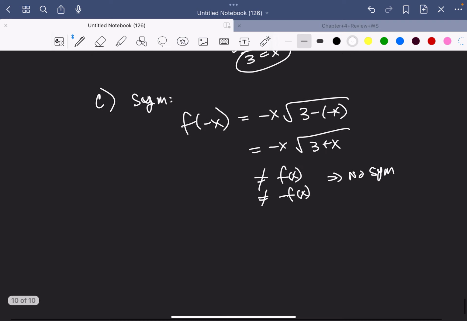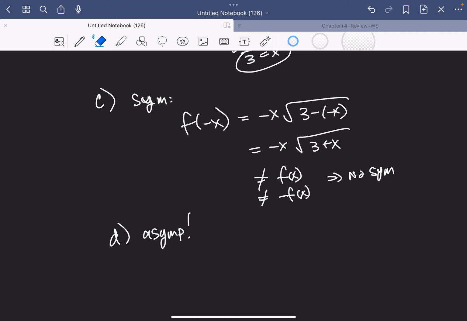Okay, so that's symmetry. Asymptotes. For asymptotes, we only worry about rational functions, right? Either that or you just have one memorized, and I don't think there are any in this case, right?